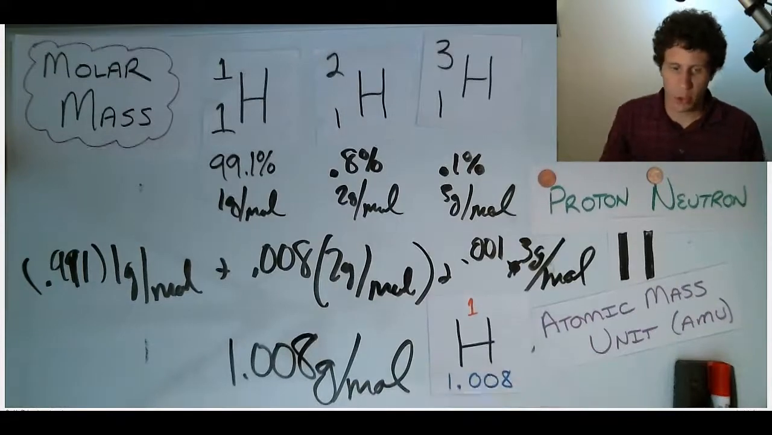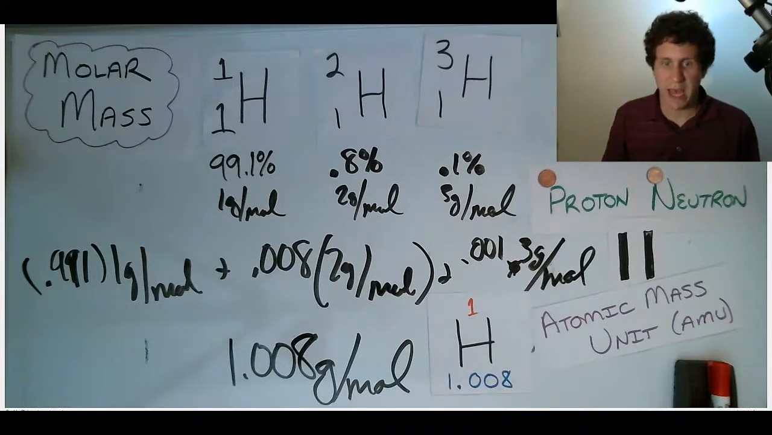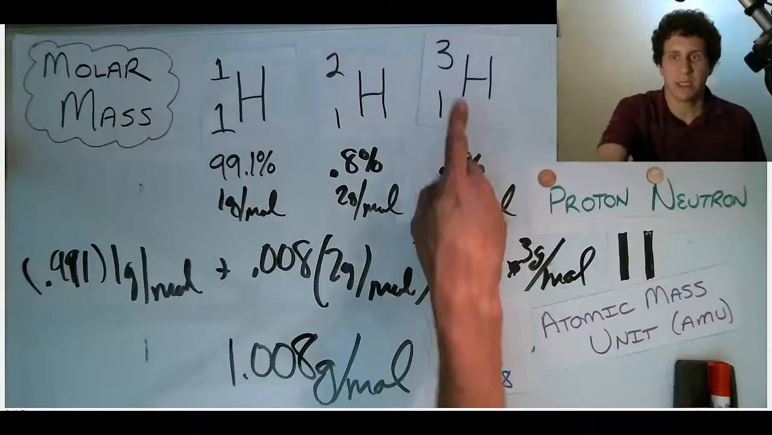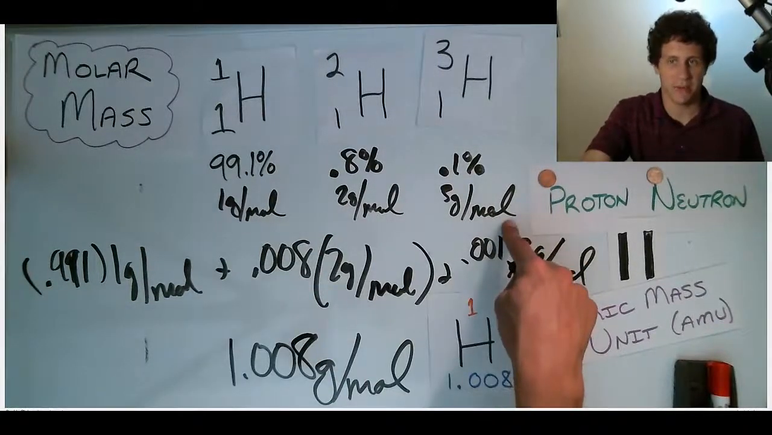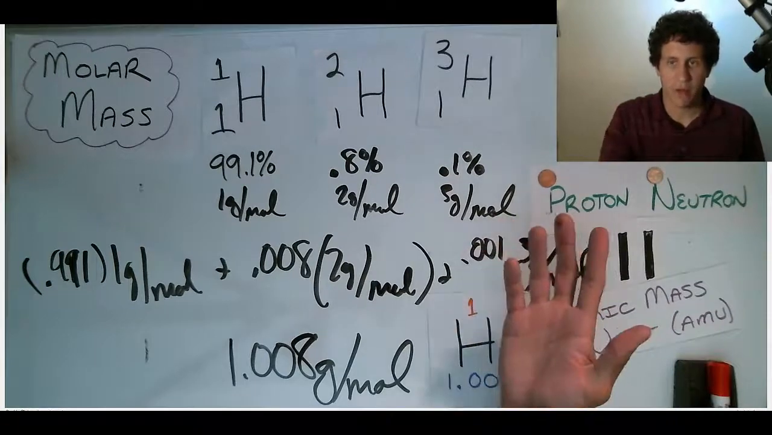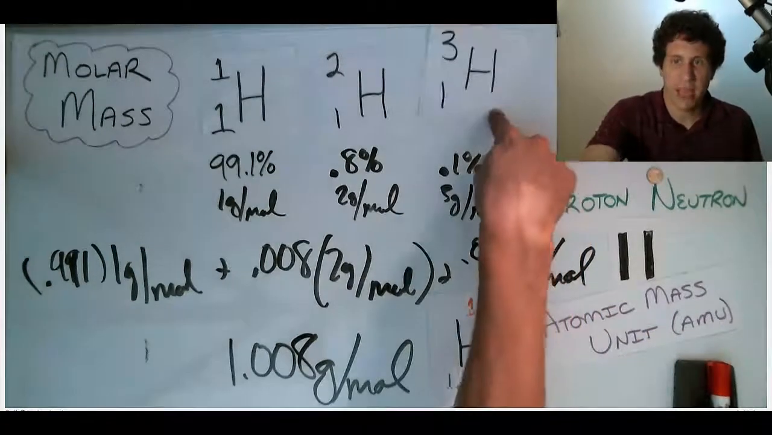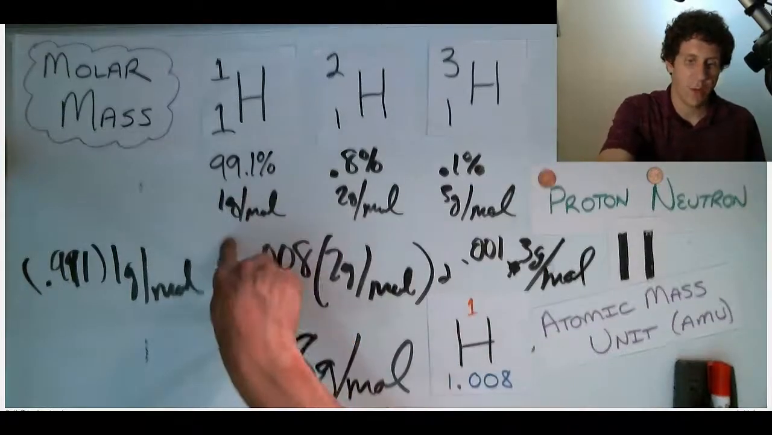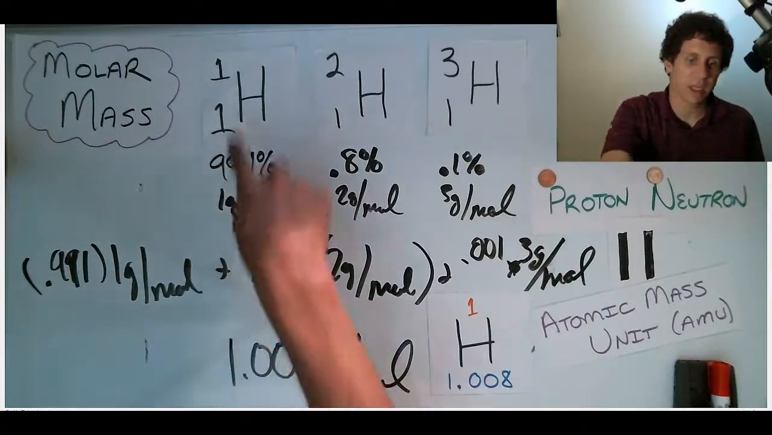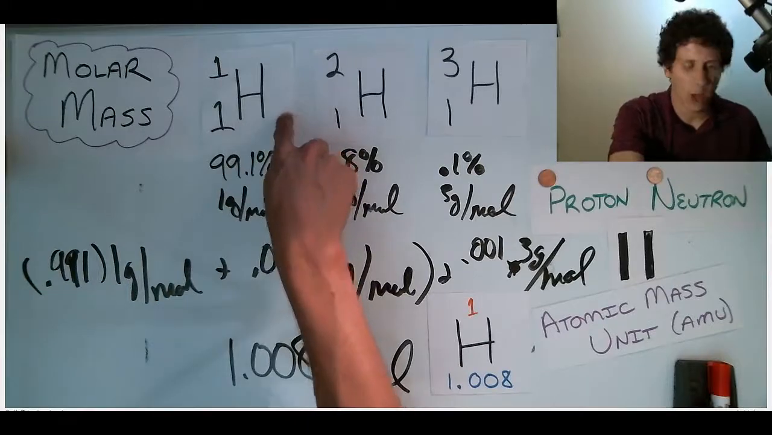This number is much more useful because when we're doing stuff in lab, we don't have just one of these. We have the naturally occurring abundance of each. So if I have a sample of water, 0.1% of the H's in that water are going to be tritium, and 99.1% of those H's are going to be our normal hydrogen atom.